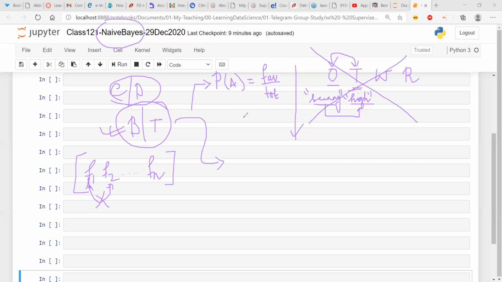So if I am playing with a dice and I'm rolling it 6 times, and out of 6 times, 2 times I got 2, then the probability of getting 2 is going to be 1/3. That's the calculation which we do for each event. So this is something which we calculate for an individual event.